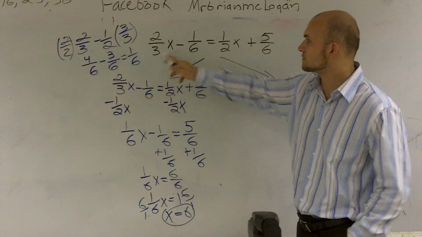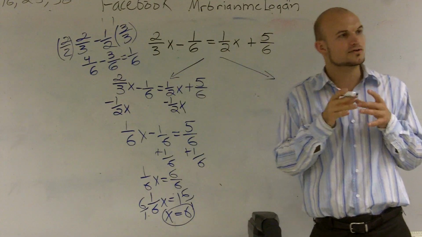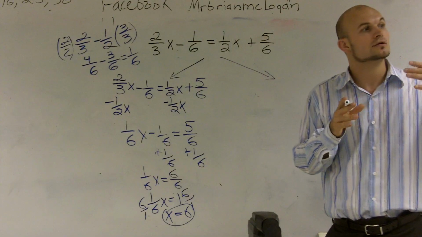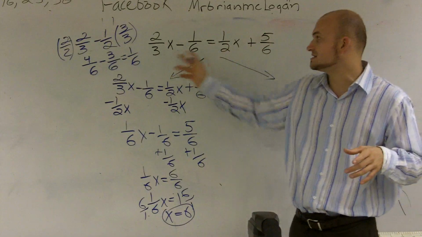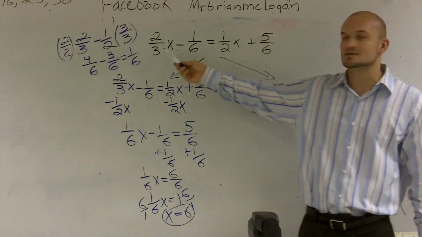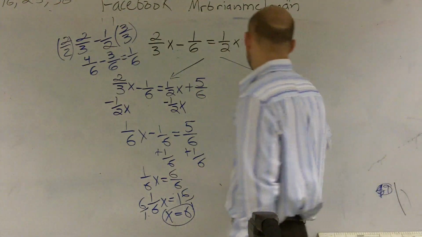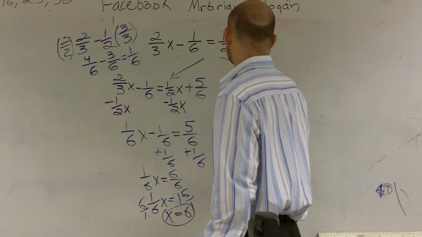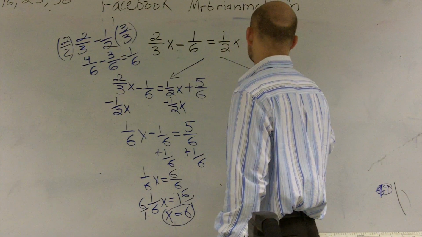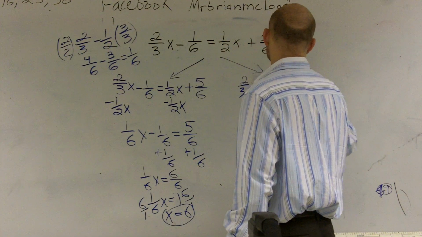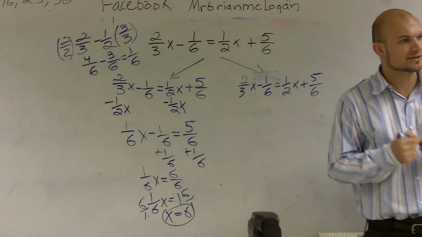So if I look here, I have 3, 6, 2, and 6. So what is the smallest number that all those numbers go into? Not the smallest number that goes in, what's the smallest number that all of these go into? Like what's the least multiple of all those? 6. 6, exactly. So therefore, if I do 2/3 x minus 1/6 equals 1/2 x plus 5/6, I'm going to multiply everything by 6.